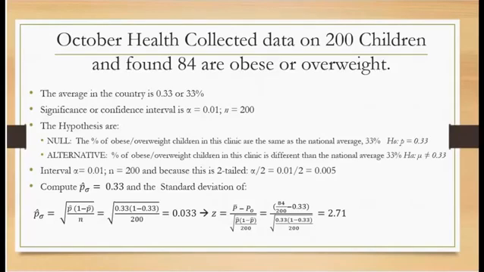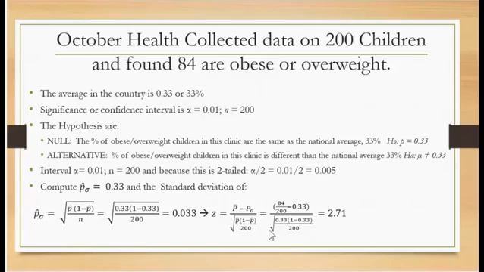So we're essentially checking to see if 42% is actually statistically different than 33%. I mean, of course, we can do the math and we see that there's a difference, but we're testing it to see if it just could have happened by accident, essentially. So what we do is we take 84 divided by 200, and that's where we get our 42%. We subtract from that the average, which is 33%.